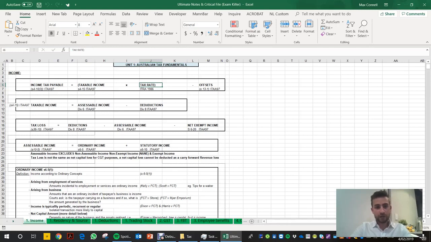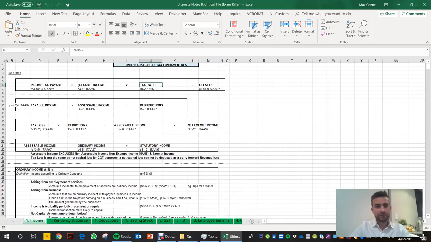Now, the last part is offsets. Offsets are different from deductions because deductions reduce your assessable income to calculate taxable income. So taxable income goes in up here, times your tax rate. That calculates how much tax you get to pay. The offset is better than a deduction because it actually offsets the tax that you're being paid. So it's basically worth the tax rate that you're on, whereas the deduction is pre your tax rate. So offsets are always preferable to deductions.